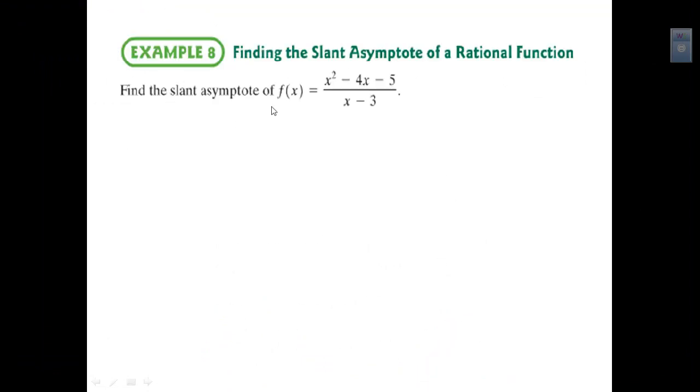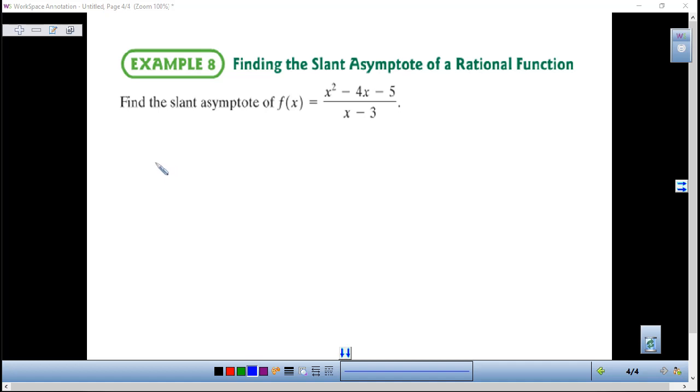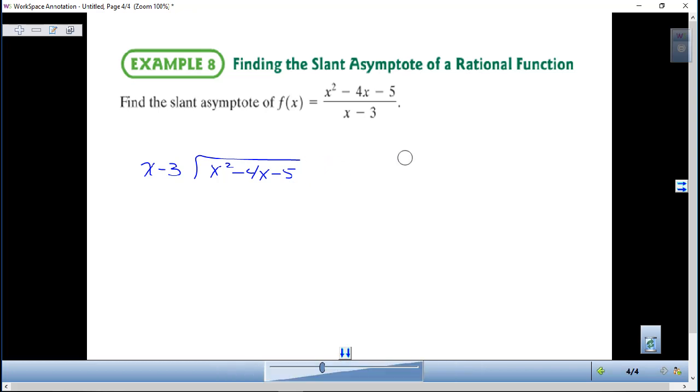Alright, so let's find the slant asymptote of f of x equals x squared minus 4x minus 5 over x minus 3. So when we do that, I'm going to do this one long division style, just because I did the last one in synthetic. And when we do this, we're going to say, what do we multiply times x to get x squared? Of course, that's going to be x. x times x gives you x squared. x times negative 3 gives you negative 3x.